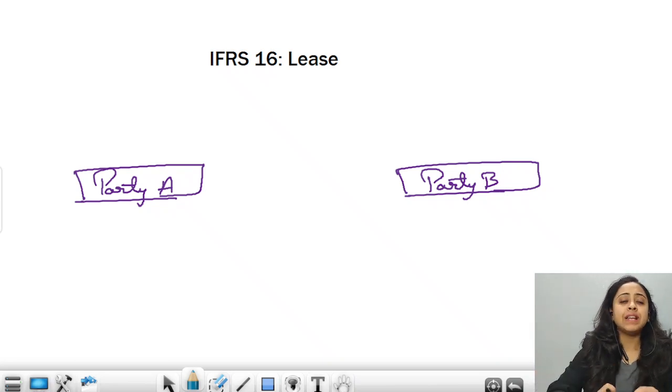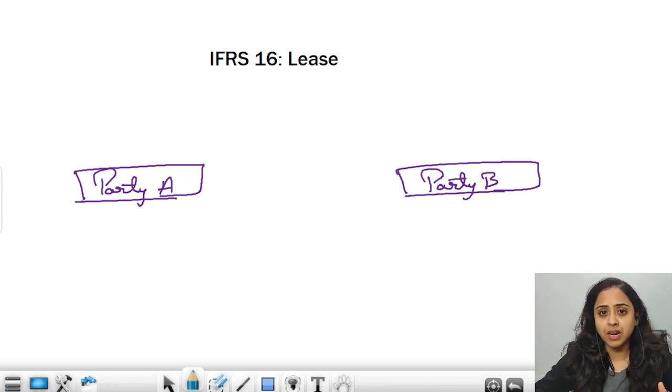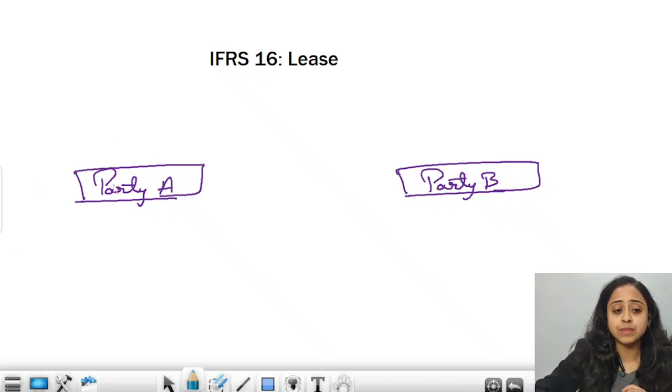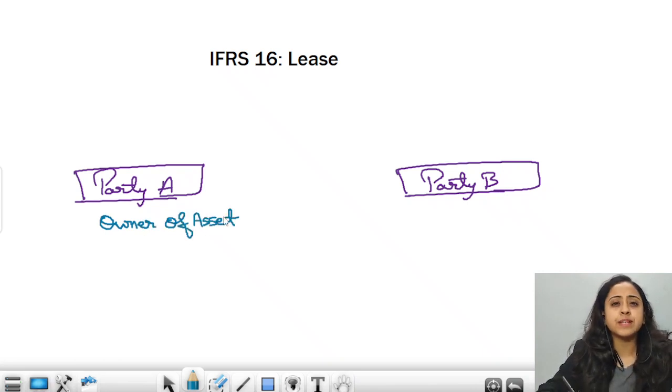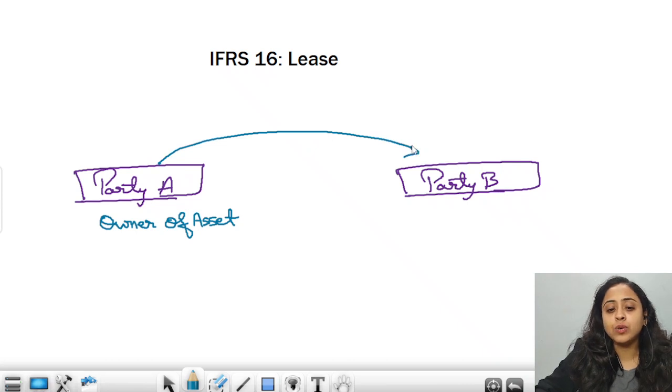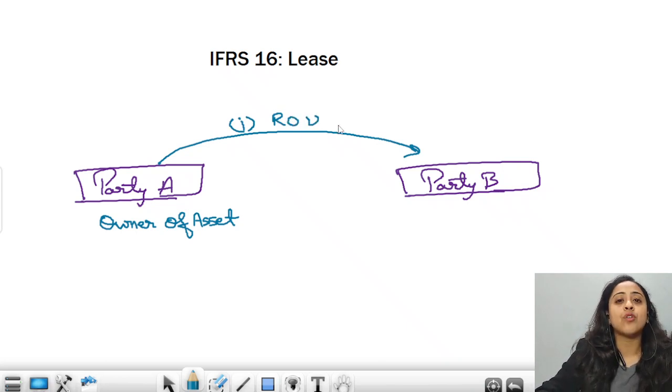Firstly, lease is simply an arrangement and agreement between two parties. Okay, for example, there is party A, which is the owner of the asset. Now, instead of simply buying and selling and transferring the entire ownership, legal title and all, they have made an arrangement. Party A agrees that, okay, party B, you can use the particular asset. This means party A has given ROU, right of use asset. What has it given? Right of use.